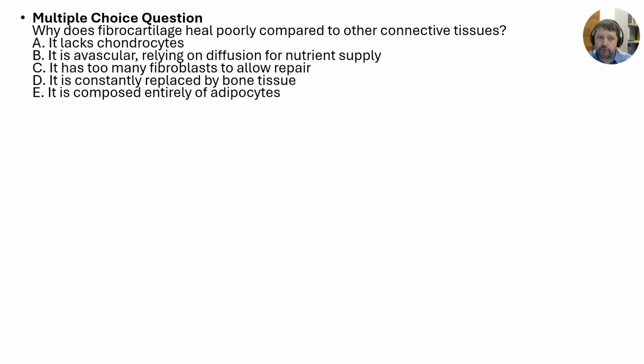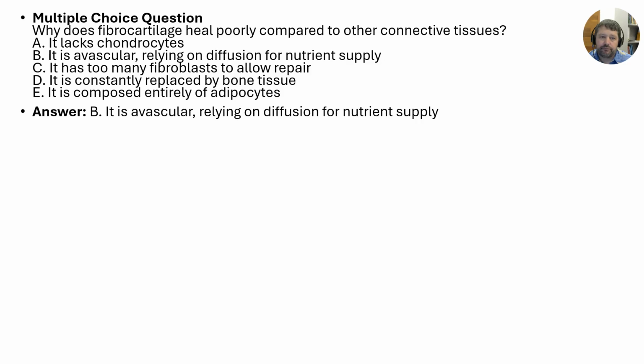Okay, so let's ask some questions regarding this. Why does fibrocartilage heal poorly compared to other connective tissues? Again, you probably don't know this yet because we haven't covered it, but this is just an overview of a scenario. A, it lacks chondrocytes. B, it's avascular, relying on diffusion for nutrient supply. C, it has too many fibroblasts to allow repair. D, it's constantly replaced by bone tissue. E, it's composed entirely of adipocytes. Some of these don't make much sense, like adipocytes, adipose tissue. I don't think your fibrocartilage is made of fat. It's B, it's avascular. There's very little blood flow to it, and so most of what has to happen is diffusion from outside to get inside. And that's why the process is very slow.